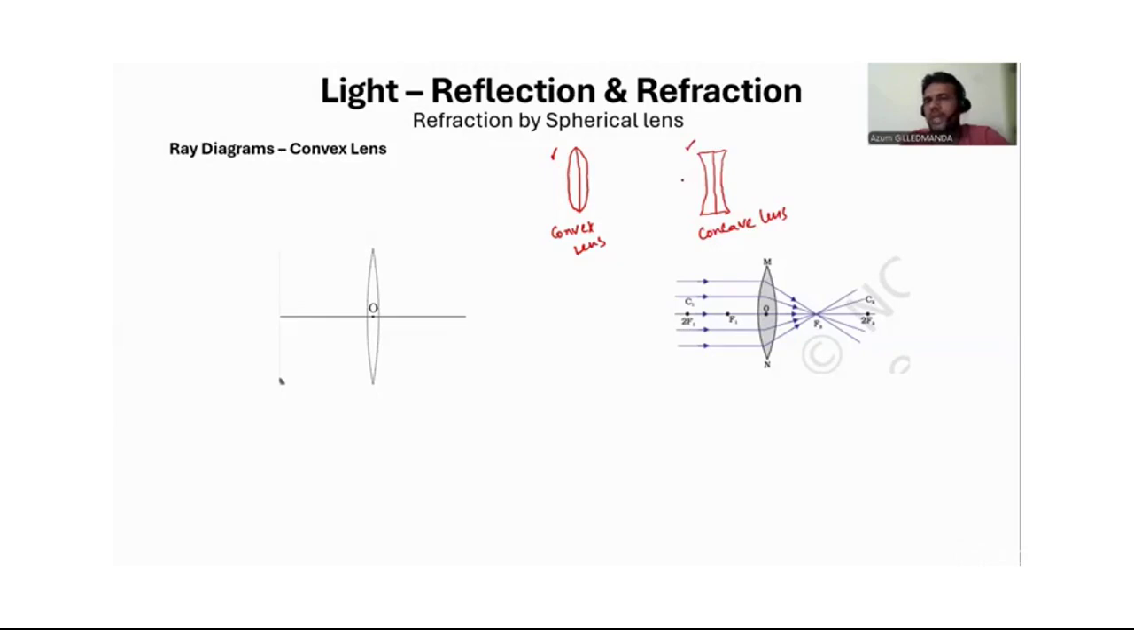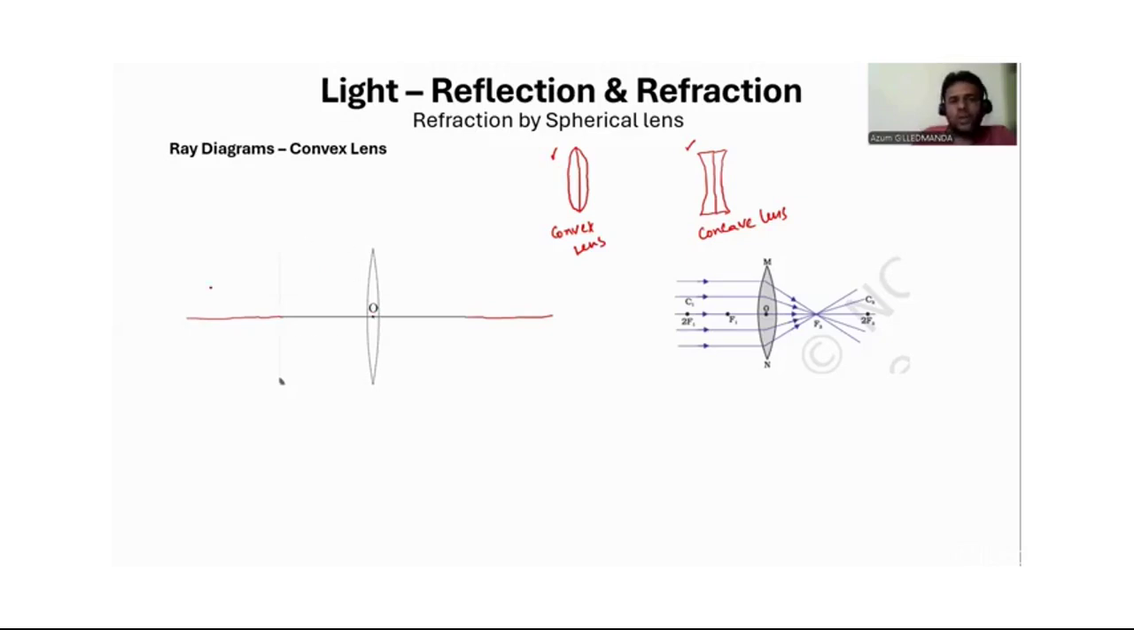Okay, so it is a glass material, right? So how does the light ray behave in a convex lens? Before we get into the details, let's understand that these lenses have two curvatures. Let me extend this principal axis. This is the principal axis, the PA, and the center of the lens is O. So that is the center of the lens.